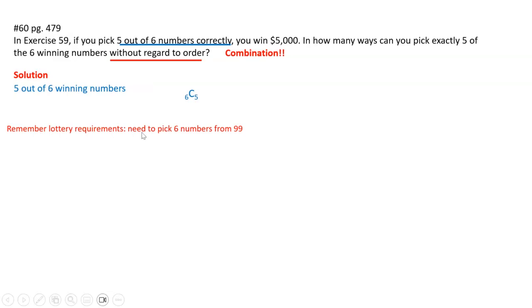Okay, but remember the lottery requires that you pick 6 numbers from 99. This is because 5 plus 1 is 6, and 6 plus 93 will give us 99. So it will be times 93 combination 1. There's a 99 and there's my 6. So 6 combination 5 is going to give us 6, and 93 combination 1 will give us 93. So 6 times 93 will give us 558. That's your answer.